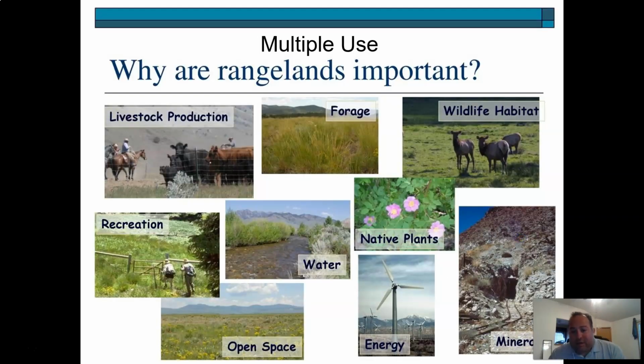So what does that look like? Well, we can manage this land for livestock production. We can create forage for either wild animals or other types of livestock. We can manage it for recreation, water, grow some native plants, and try to get rid of exotic species. We can manage for minerals. We can manage for natural energy, solar energy, wind energy. We can manage for open space, and try to put this in a beautiful mosaic that people would appreciate and find aesthetically pleasing.